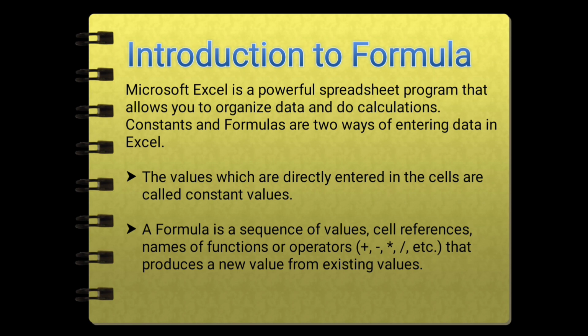Okay, next, a formula is a sequence of values, cell references, names of functions or operators like plus, minus, into, divide. These are the operators. Okay, that produces a new value from existing values. In other words, formula is used to calculate numerical information and display the resulting value in a cell. You can use formula to perform all kinds of calculations in your Excel data. Okay, so basically formula is also called expressions.